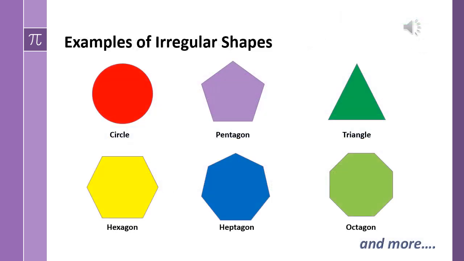Now, these are the examples of irregular shapes. We have a lot more though. It's not only this, so you can Google it, okay? So here we have circle, pentagon, triangle, hexagon, heptagon, and also octagon, okay? And we have a lot more, and I will show you also in the next slide. There's a lot more irregular objects or shapes, and you can Google it, okay?